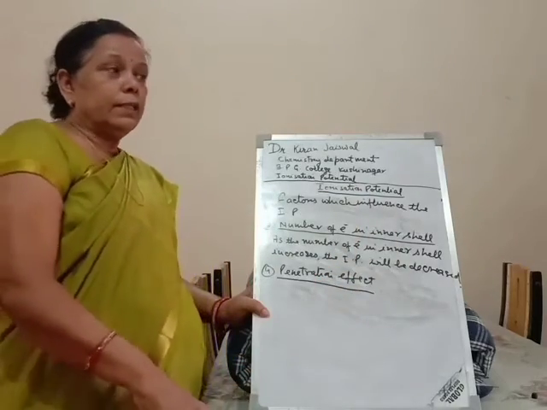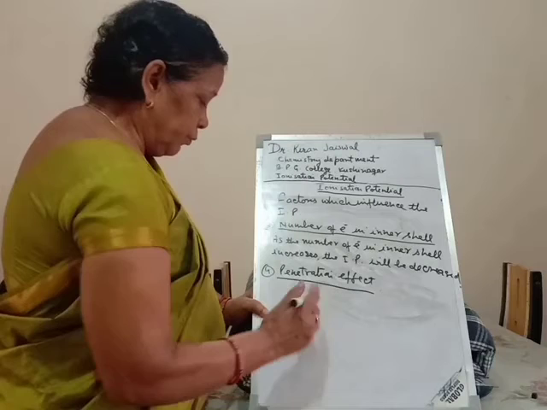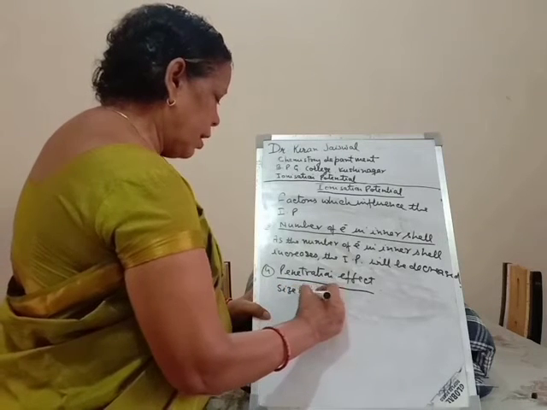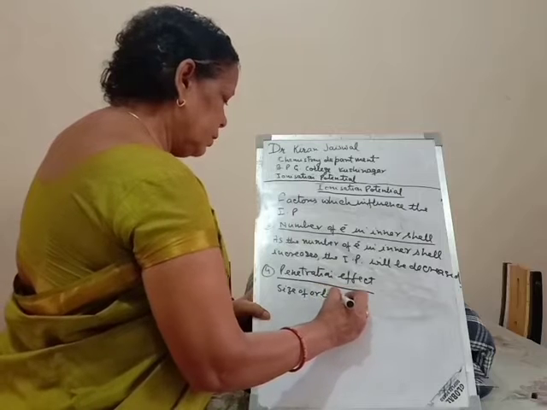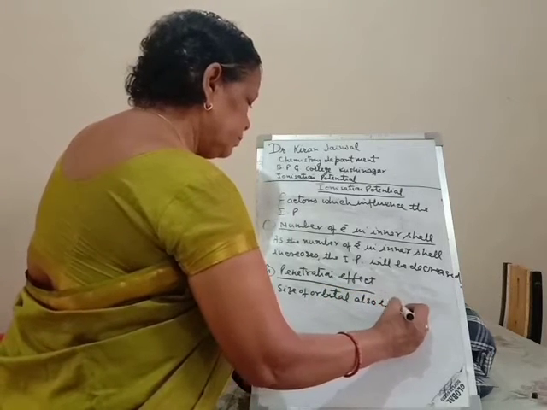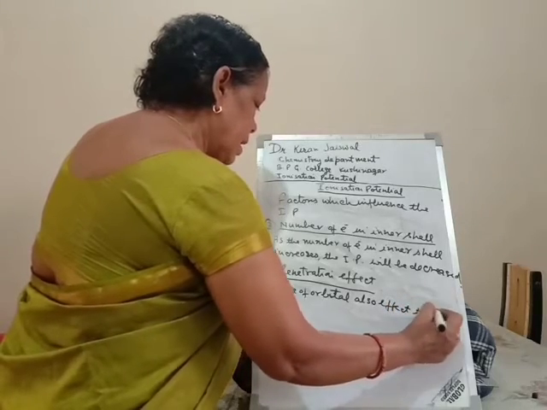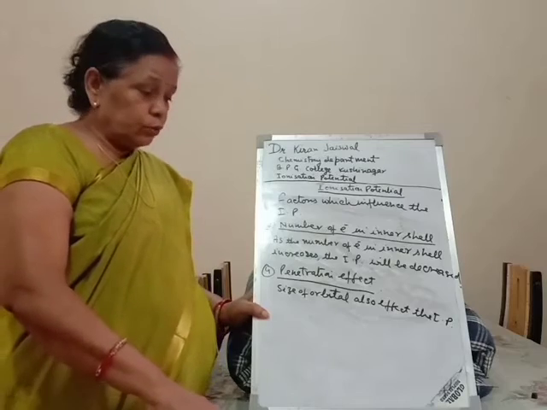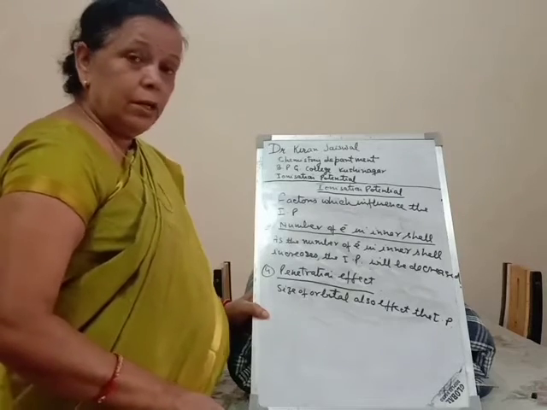Penetration effect. The size of the orbital also affects the ionization potential.